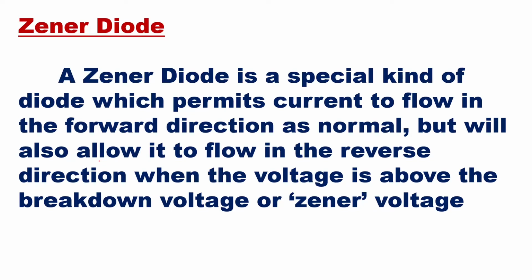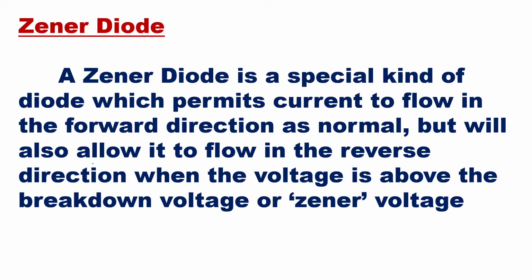Then we'll see what we mean by a Zener diode. A Zener diode is a special kind of diode. Why are we calling it a special kind of diode? Because it allows current to flow in the forward direction like a normal diode. That means when we speak about forward bias and reverse bias conditions, which we have studied earlier, whenever it is forward biased, it works as a normal PN junction diode only.